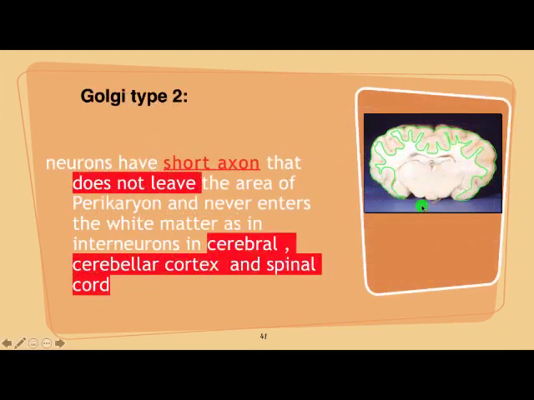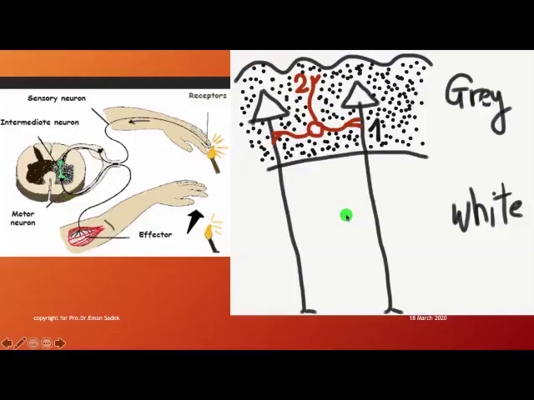The Golgi type 2, it is the type of short axon. They originate in the gray matter and terminate in the gray matter. They never reach the white matter. So they have short axon which does not leave the gray matter and never enter the white matter. Their examples are the same examples we took in the Golgi type 1. They are present in the cerebral cortex, cerebellar cortex, and also in the spinal cord. So the relay neuron is of the Golgi type 2.